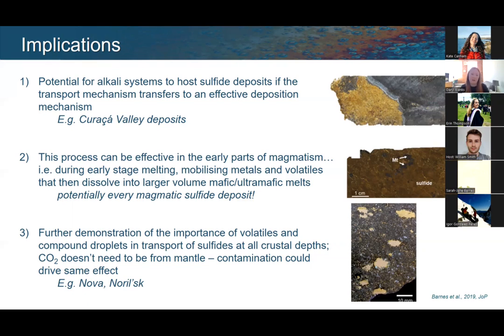And then the last point is that although we've been focusing on the lower crust, this carbonate sulfide association can occur within all crustal depths. And I know a lot of the work coming from the CSR at the moment is showcasing where we potentially have carbonate associated with sulfides in the mid and lower crust, such as Nova and Norilsk. So that's a summary of the paper for this talk.